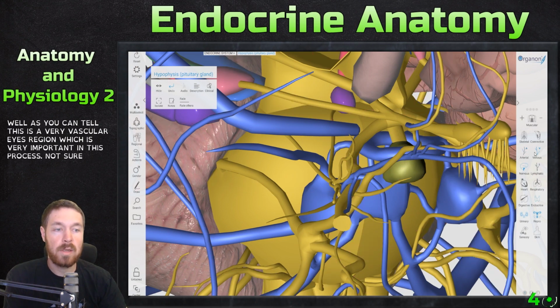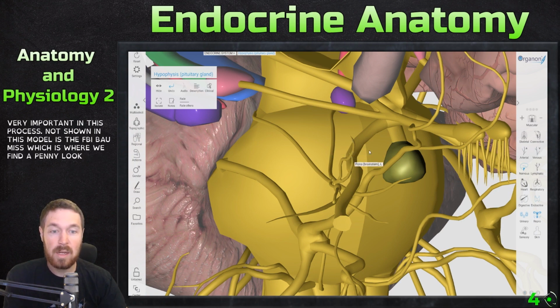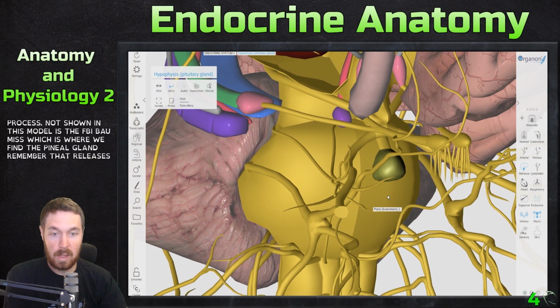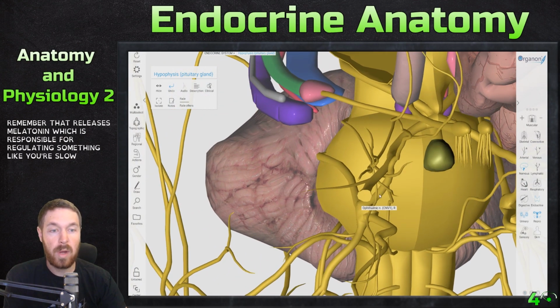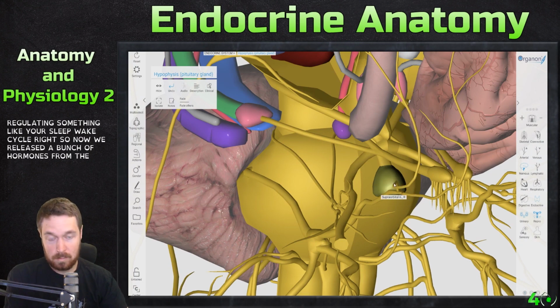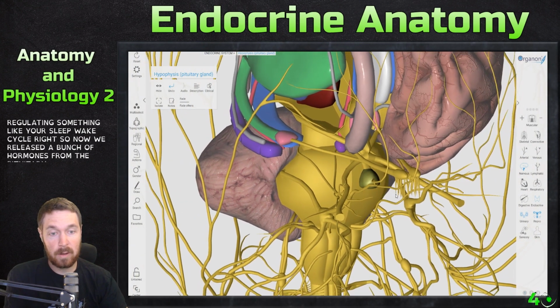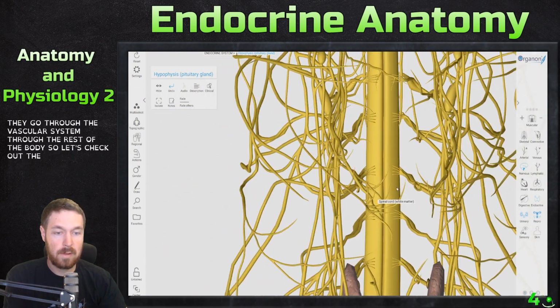Now, not shown in this model is the epithalamus, which is where we find the pineal gland. Remember, that releases melatonin, which is responsible for regulating something like your sleep-wake cycle. All right, so now we released a bunch of hormones from the pituitary gland, and then they go through the vascular system through the rest of the body. So let's check out the rest of the body.